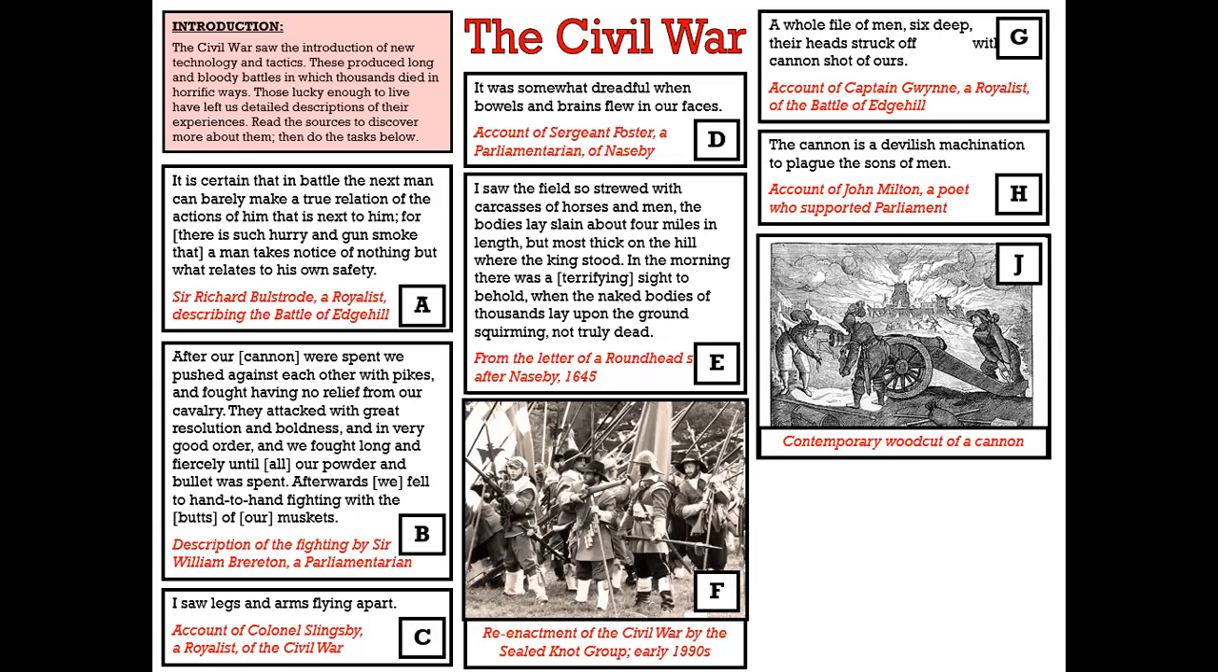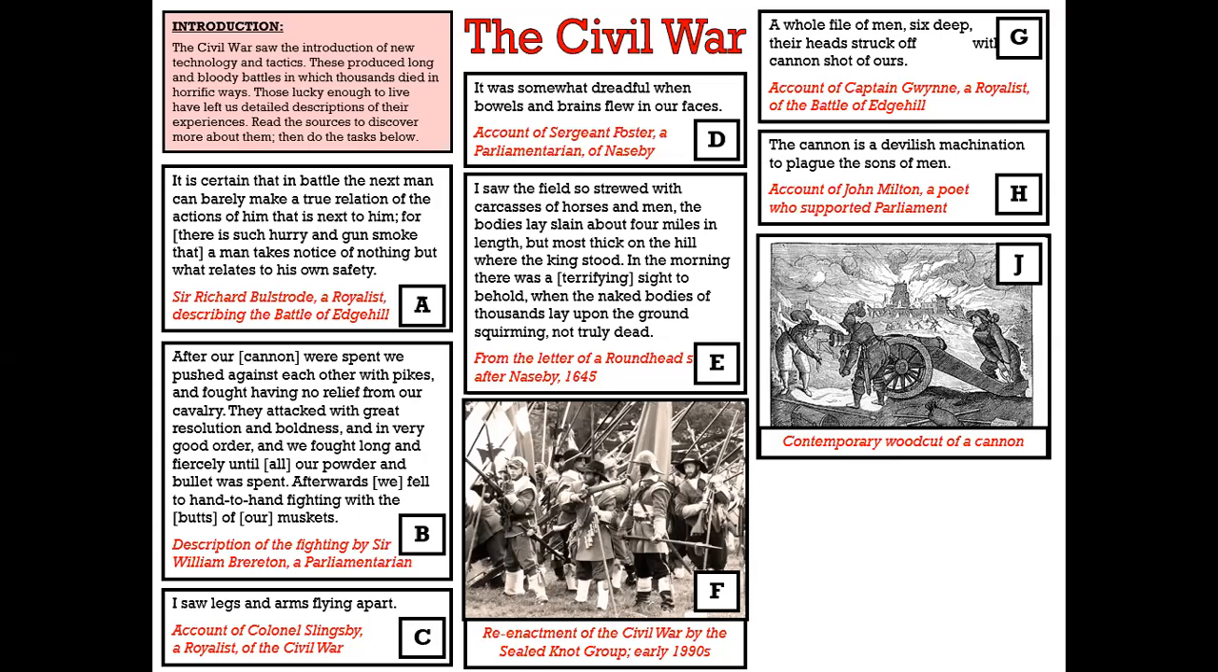Interesting that he says this. Note how a parliamentarian is talking of the royalists as fighting in good order. You'd think they'd be meaner to one another. They fought long and fiercely till all their powder and bullet was spent. They've run out of ammunition. And then they went to hand-to-hand fighting with the butts of the muskets. So, hackbutts.